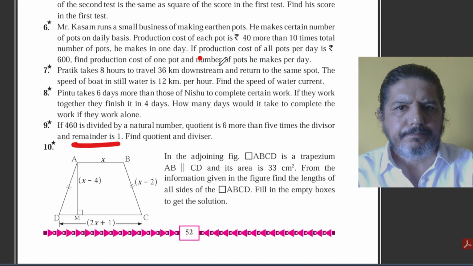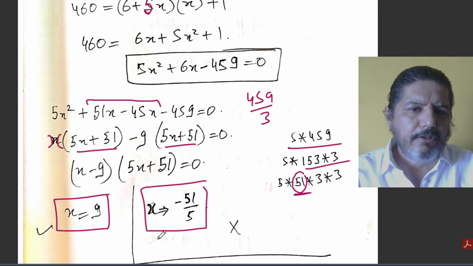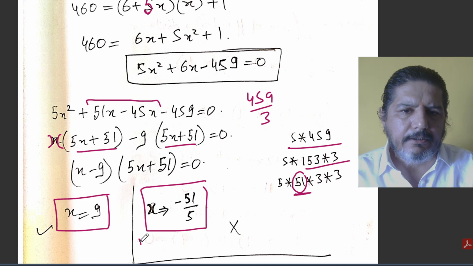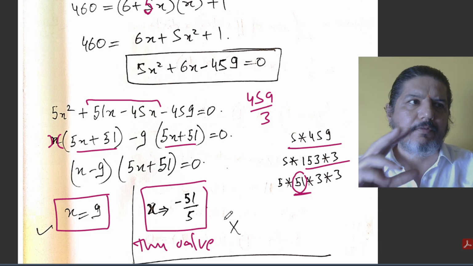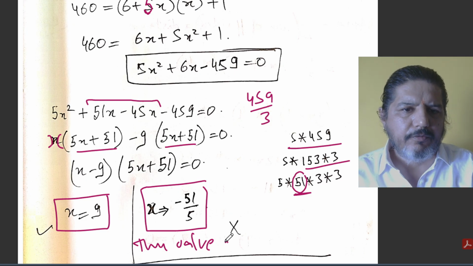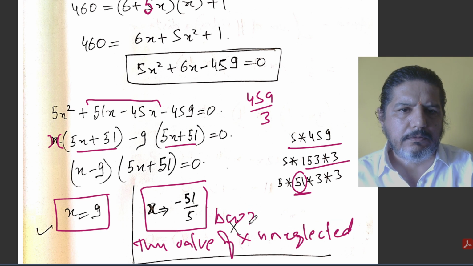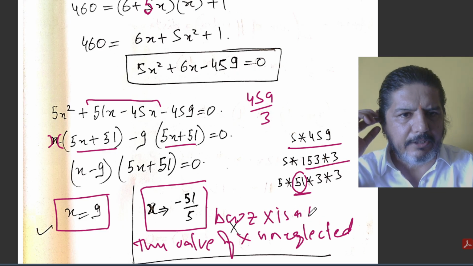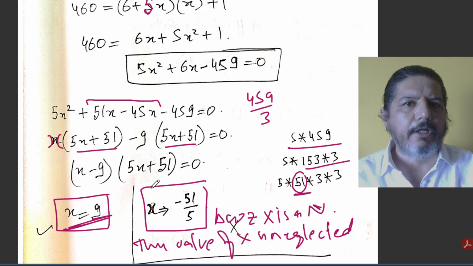Now, 460 is divided by a natural number. Because there is a natural number, I have to ignore this. So whenever you don't take a value of x, you have to mention why you are not taking the value of x. This value of x is neglected because x is a natural number. It is given that it's a natural number. So therefore x would be equal to 9.